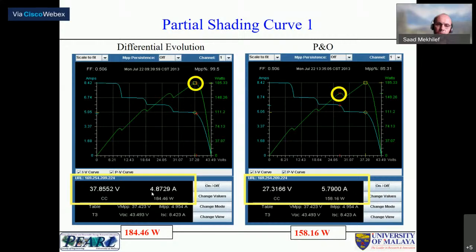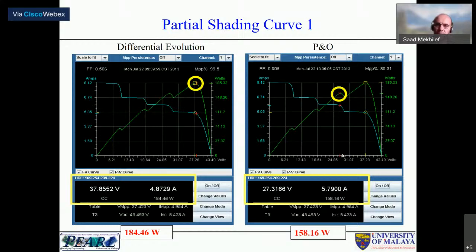Which correspond to 4.87 ampere and 57 open circuit voltage. And you can see the power is 184.46. However, the P&O, you can see, is tracking the wrong entity, which is here. And this is the voltage and current, and the efficiency is around 85. The difference is almost 14%.